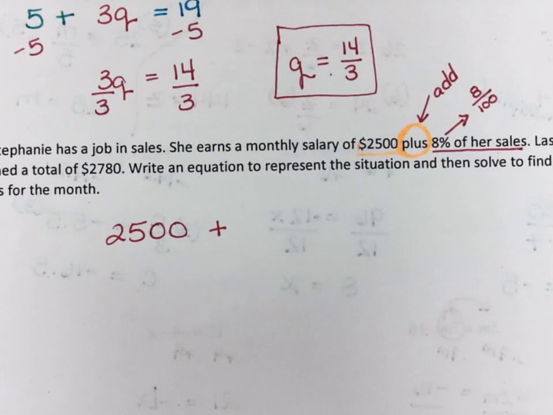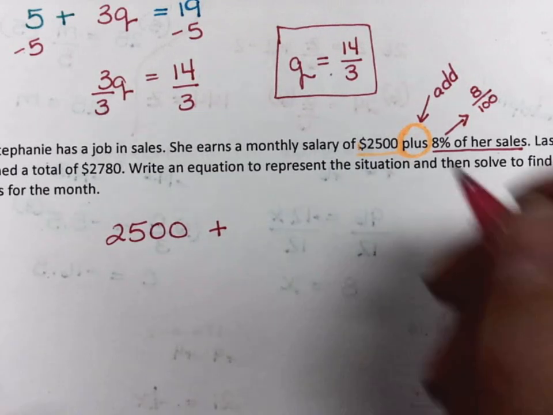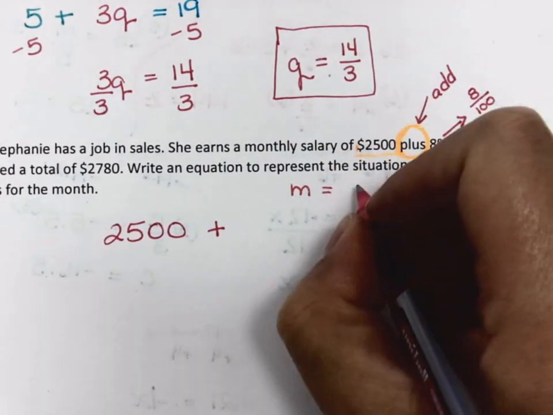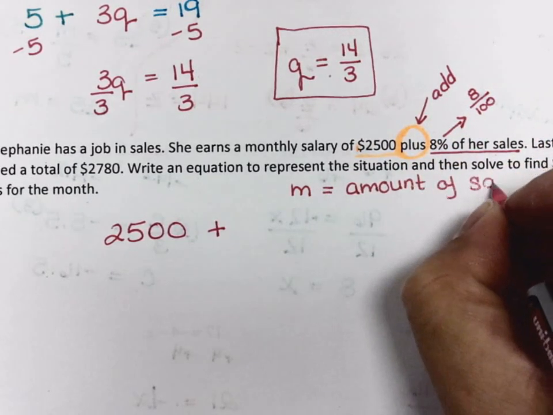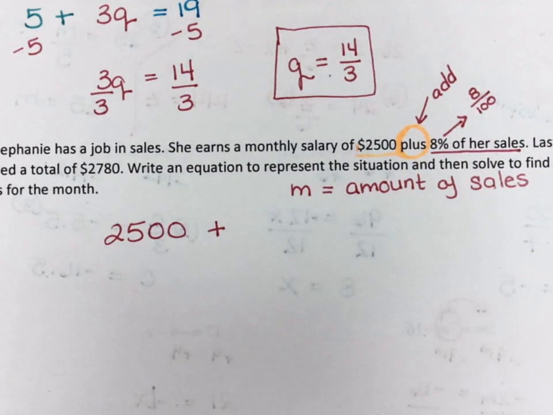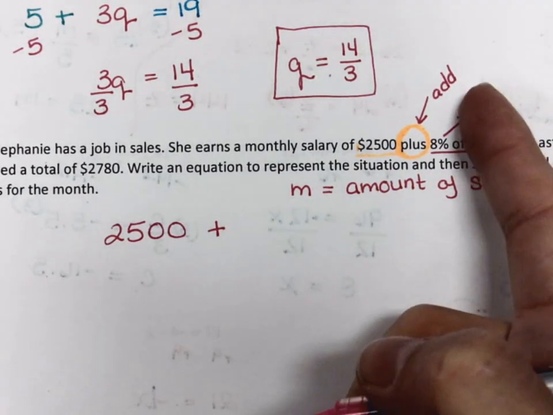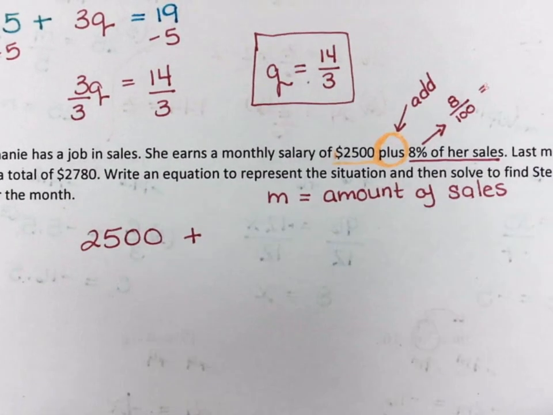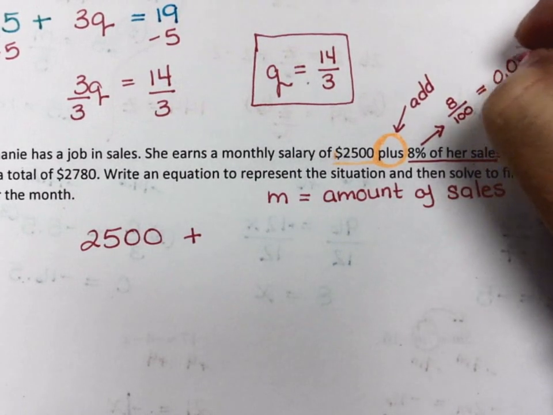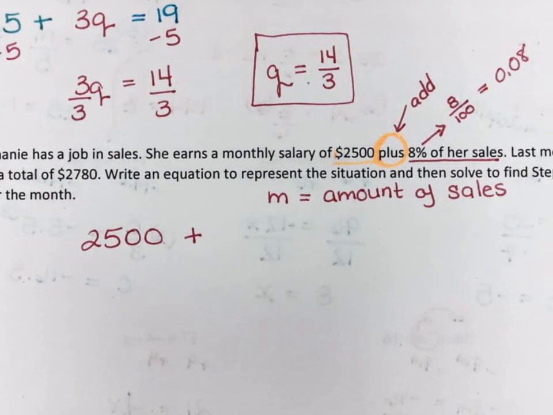What letter do you guys want to use? Anybody? N? S? M? Okay. Let M equal the amount in sales. But we're not giving her the full amount in sales. We're only giving her 8%. So if I take 8 and I divide it by 100, I'm going to get 0.08. So we're going to take 8% of her sales.